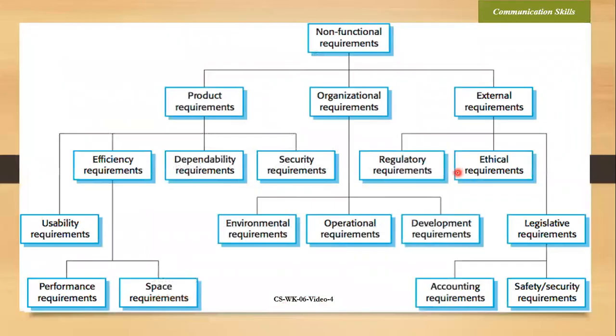From the non-functional requirement point of view, this is the best diagram through which we can find out what non-functional requirements are and what they can be. When we are talking about any product, within non-functional requirements there are a number of things: product requirements, organizational requirements, external requirements. All of these are non-functional requirements. Then we move onward to efficiency requirements, dependability requirements, security requirements.